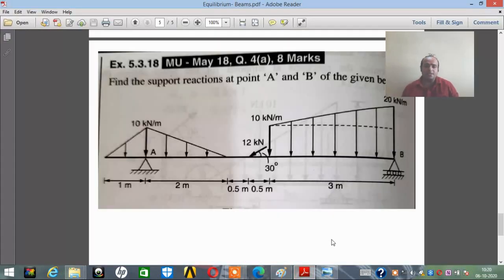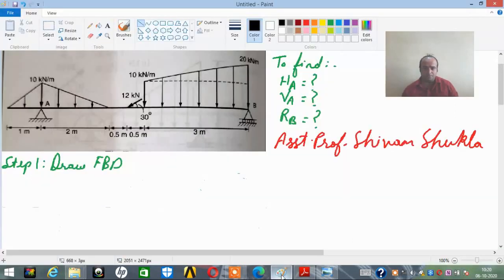Find the support reactions at point A, which is a hinge support, and B of the given beam, which is a roller support. Now this question was asked in May 2018, question number 4A, 8 marks. Let's see how the problem can be solved.